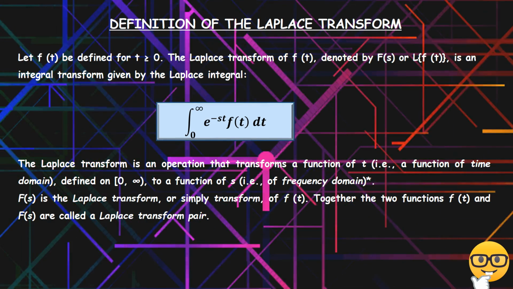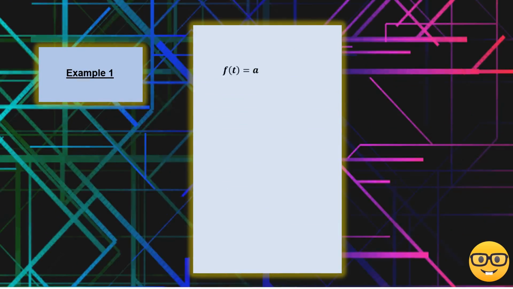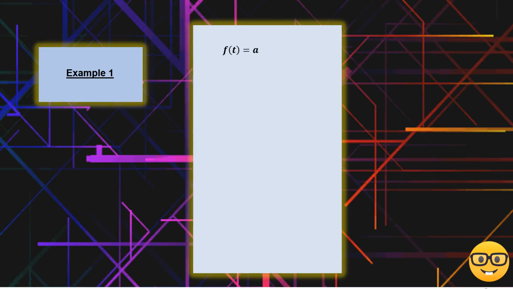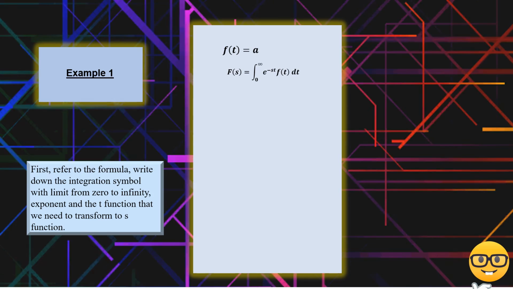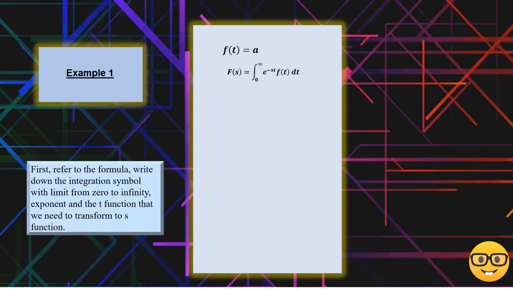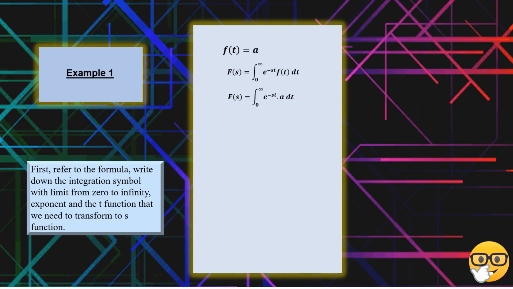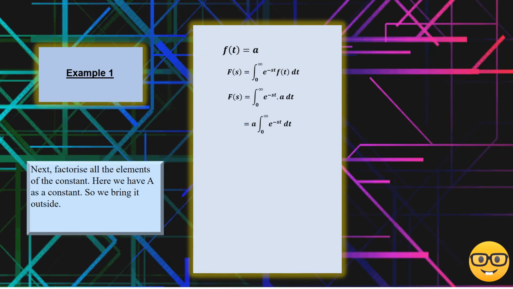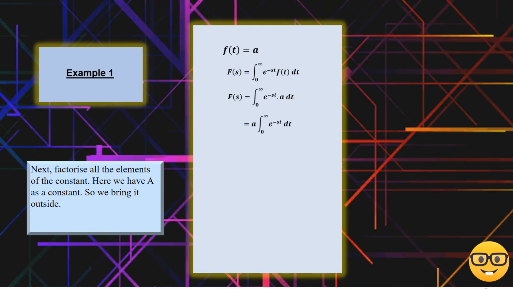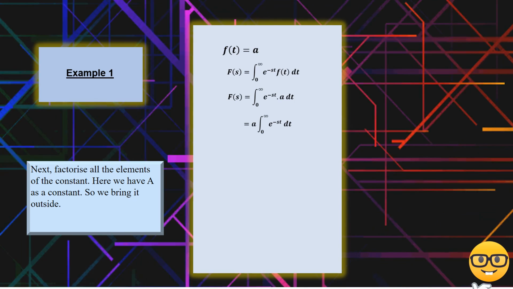Let's see an example on how to apply the formula. Let's say we have a as our t function. First, refer to the formula, write down the integration symbol with limit from 0 to infinity, exponent, and the t function that we need to transform to s function. Next, factorize all the elements of the constant. Here we have a as a constant, so we bring it outside.